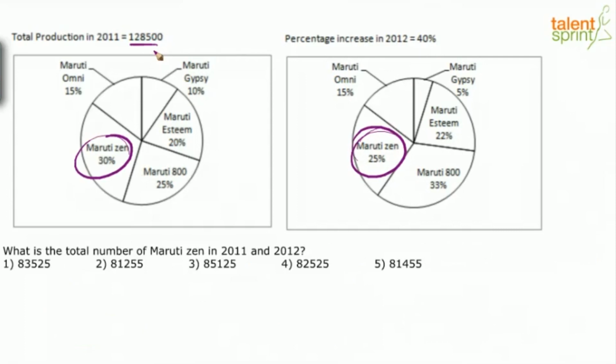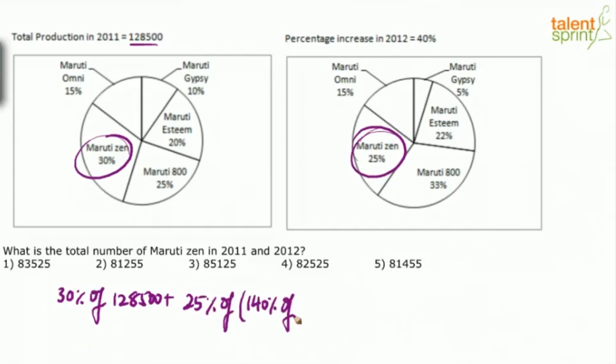Alright. So take the total now: 30% off 1,28,500 plus 25% off 140% off 1,28,500. Now I'm sure all of you understand why we are taking 140% of 1,28,500. Right? We have already discussed this in the introduction part of this question.